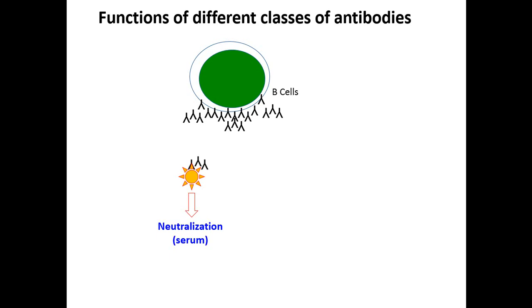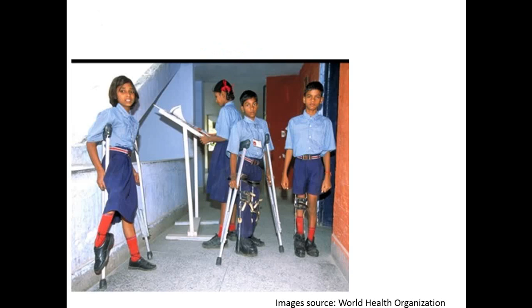For instance, if you inject somebody with hepatitis B vaccine, antibodies will be produced against hepatitis B antigens, which can inactivate hepatitis B virus after it enters the body. They can prevent it from binding to their target cells, which are liver cells in the case of hepatitis B virus. So that's one of the ways that antibodies work.